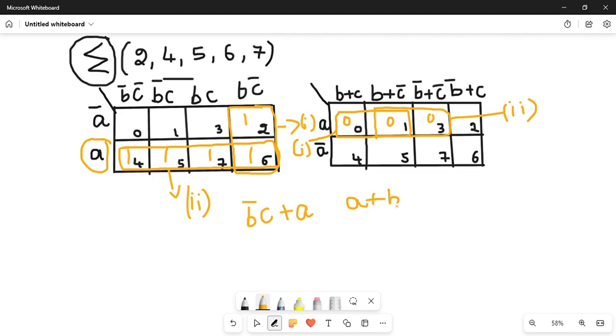Why A plus B? Because it is a product of sums, right? There are some sums which are getting multiplied, right? Here there are some products which are getting summed, and here there are some sums which are getting multiplied. So therefore it is A plus B, and whole into, if you consider this particular thing, A plus C bar, right?